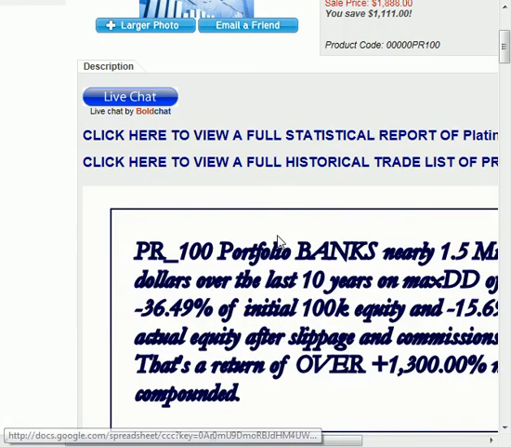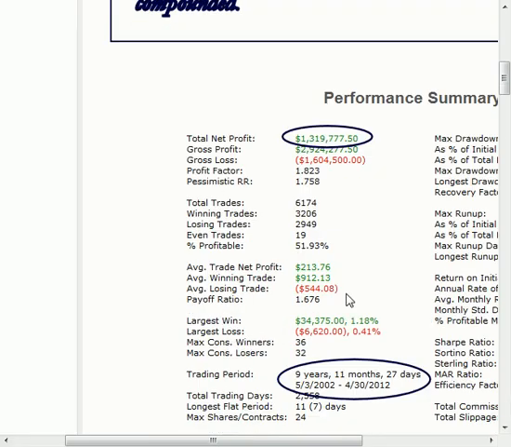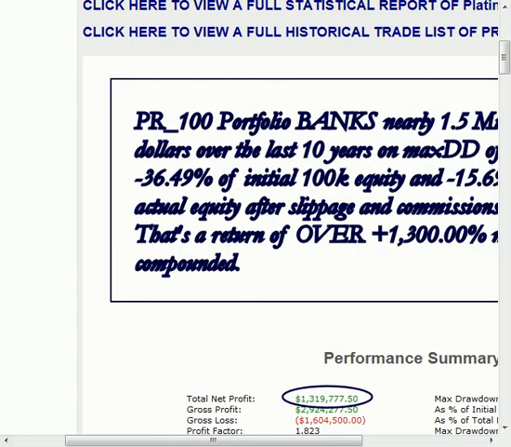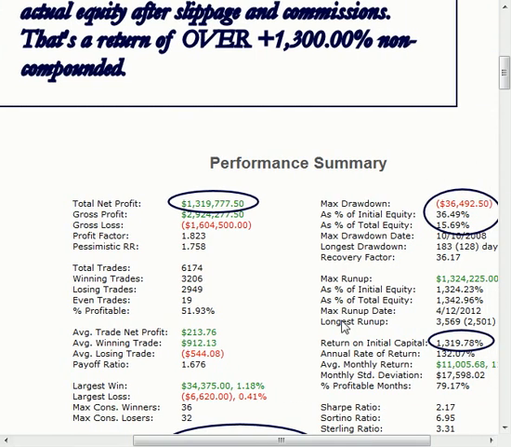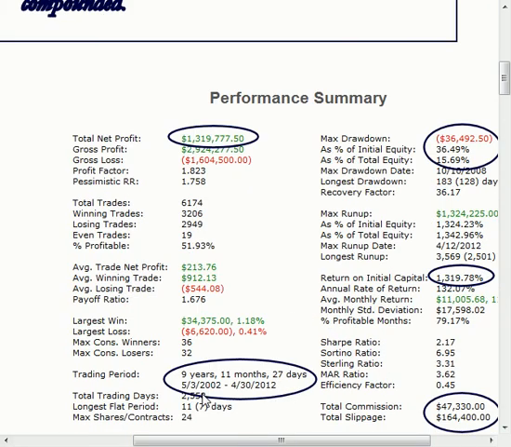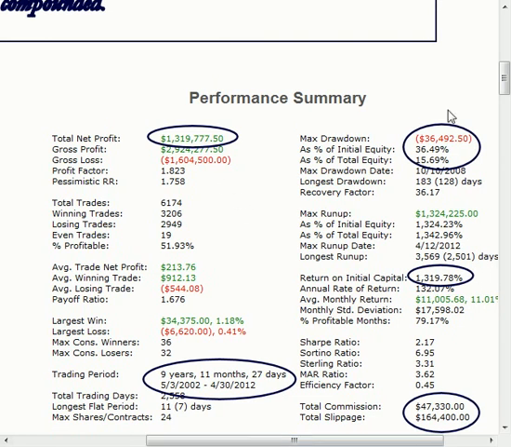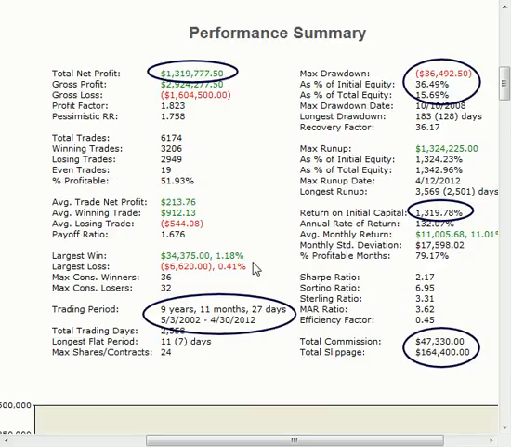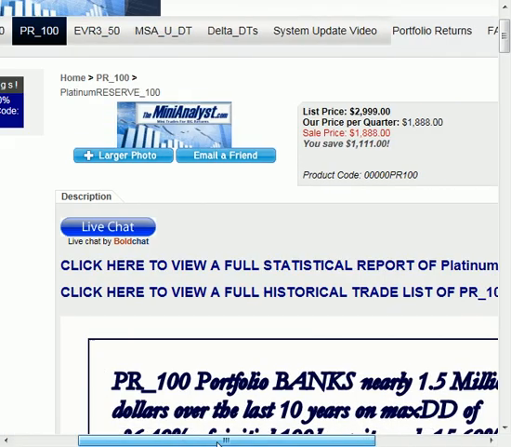Pretty impressive. So you can actually go and look, and the same thing for the PR100 banks over the last decade as of a couple of days ago, April 30th, $1.3 million. Worst case drawdown, 36% on the $100,000 portfolio, 15% of the total equity. Return is about 132% per year. And that's kind of what we shoot for, 100 to 200% real returns. After slippage and commission for every single trade has been deducted, that's the number you're left with, $1.4 million. And of course, this is all auto trading.